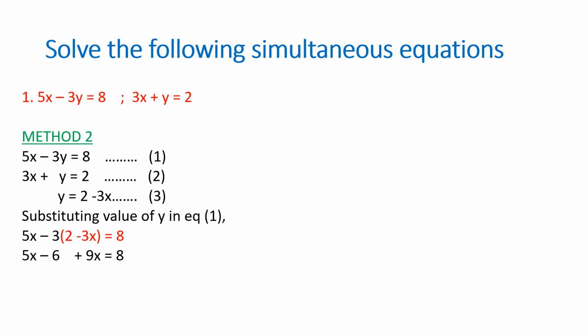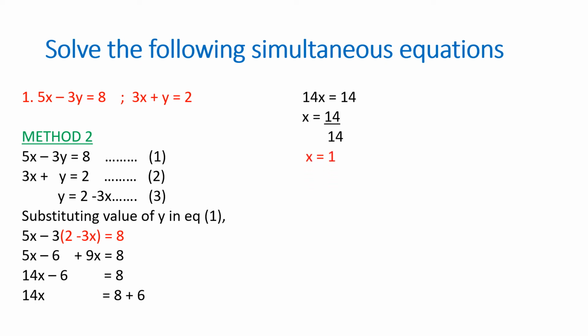After doing this, we'll add the like terms, which is 5x plus 9x, which will be 14x, minus 6 is equal to 8. Now 14x will remain on one side, and the minus 6 will go to the other side, so it will become plus 6. Okay, so 14x is equal to 8 plus 6, which is going to be 14. So now the next step will be x is equal to 14 upon 14, which will give me 1.